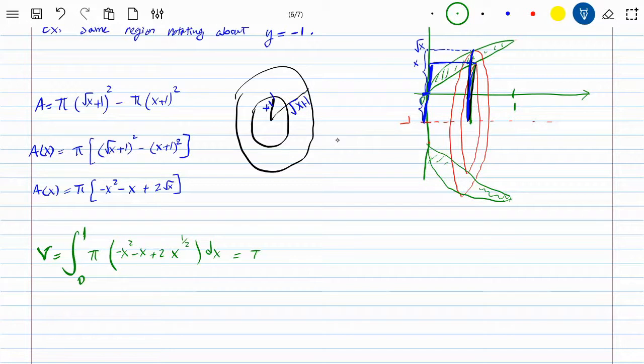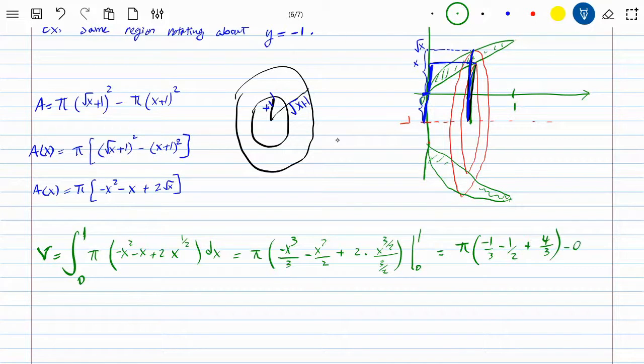And the integral would be pi times negative x cubed over 3 minus x squared over 2 plus 2x to the power 1/2, which would be 2 times x to the power 3/2 divided by 3/2, evaluated from 0 to 1. If you replace x with 1, what you get is pi times negative 1/3 minus 1/2 plus 4/3. If you replace x with 0, you'll get 0, so minus 0.